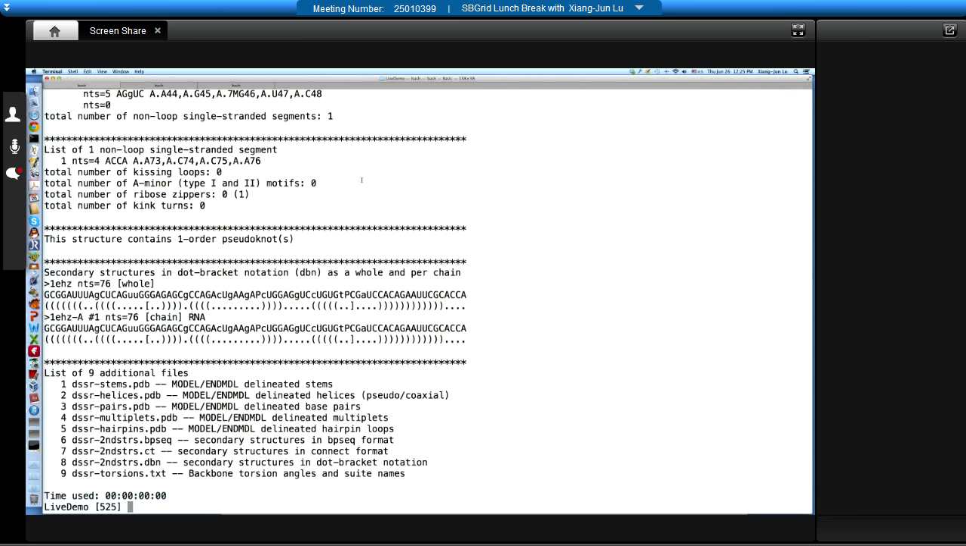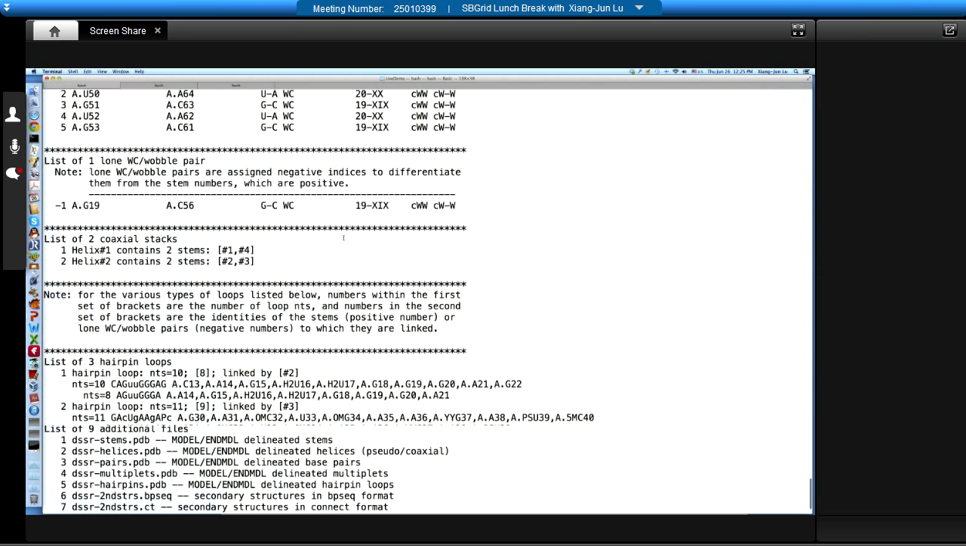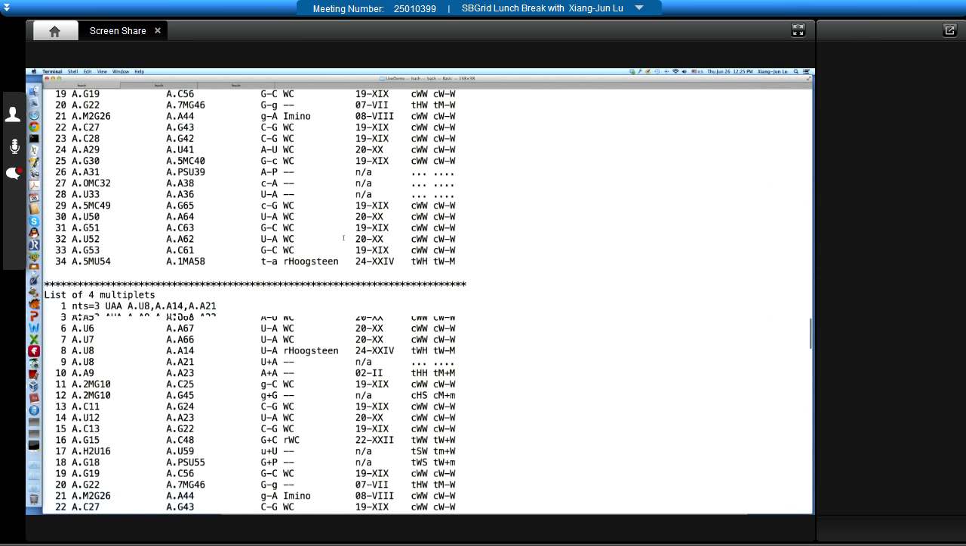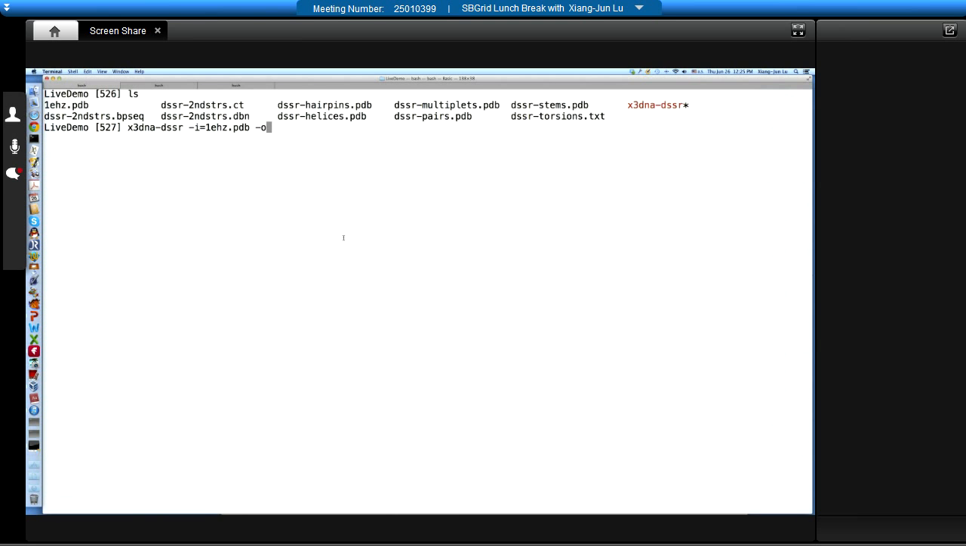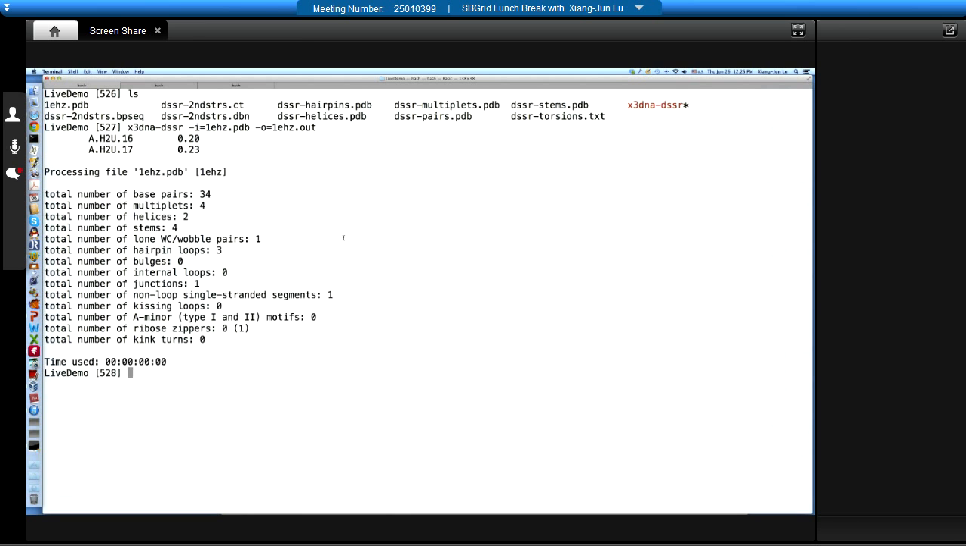It takes no time at all for relatively small RNA structures. We can go over step by step what is in the output. Another way is to, instead of directly dumping the output to the screen, give it an output file name. So I put all this output in a file called 1ehg.out. And here is the summary. From here you can see the total of 34 base pairs, 4 multiplets, 2 helices, and 4 stems, among other features. Let's have a look at this output file.